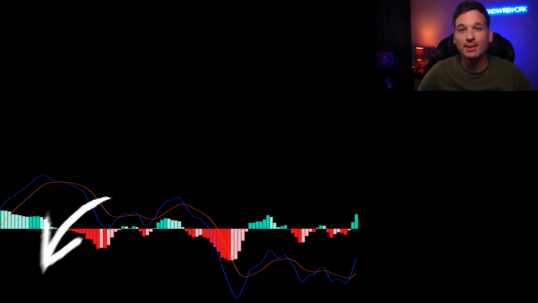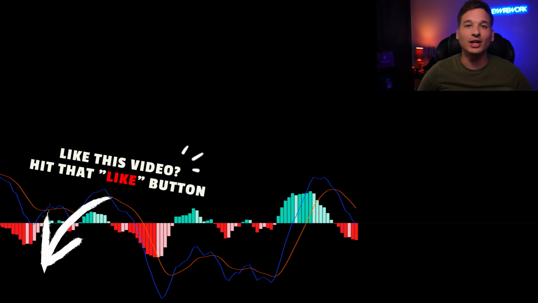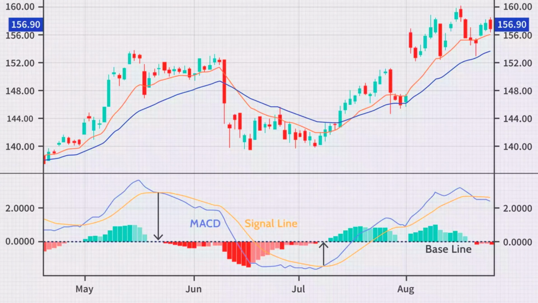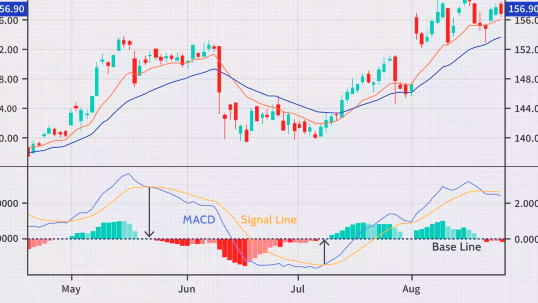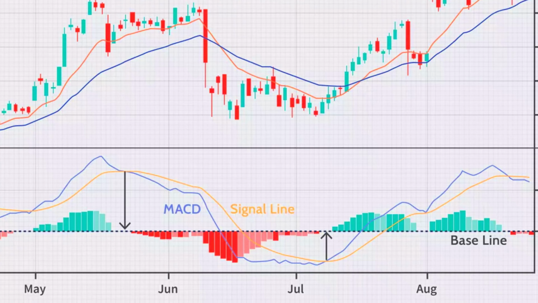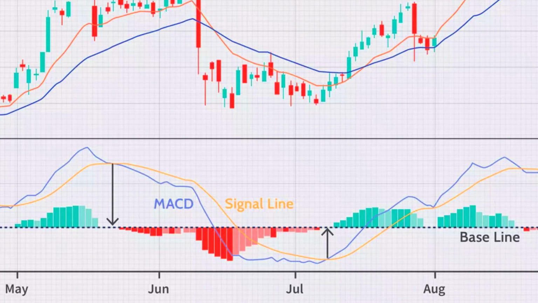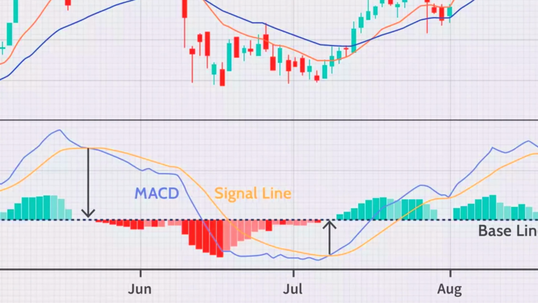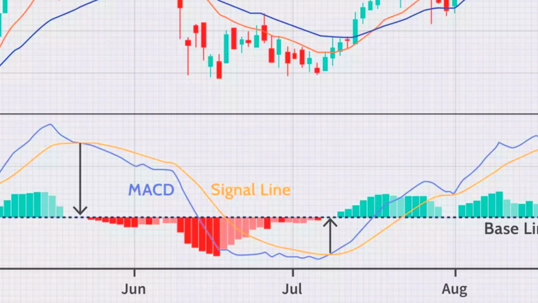A stronger separation of these lines results in more pronounced histogram bars and helps determine the strength of the current momentum. So it's important to know that if the MACD line is below the signal line, the histogram will be below the MACD's baseline, which is often referred to as the zero line. If the MACD line is above the signal line, the histogram will be above the zero line.